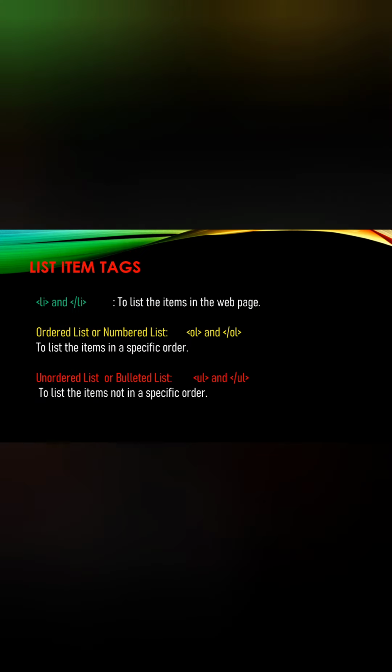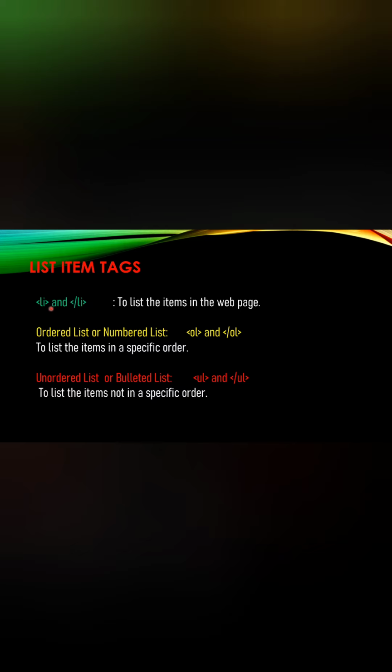Now, if you want to list some items in your web page, you can use the list item tag. To list the items in the web page, we are using this li pair of tags. For each and every item, we have to use this li pair of tags. For example, if there are 3 items, you have to use this li pair of tags for the 3 items. For the first item, you have to enter the first item in between the li pair of tags.